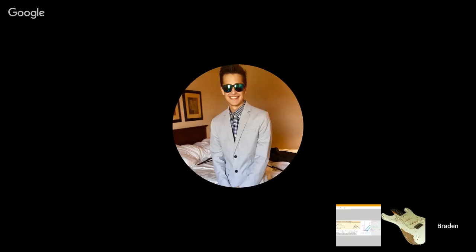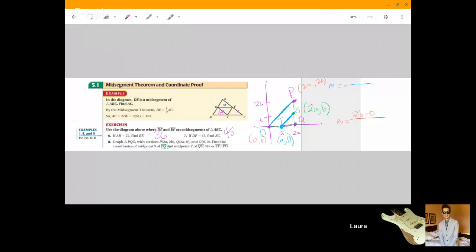I got 1. You got 1? Yes, ma'am. Let's see. 2B minus 0 over 2A minus 0. So minus 0 doesn't really matter. 2B over 2A. The 2's cancel out. But what are you left with? B over A. Mm-hmm. B over A. So that's the slope of PO.